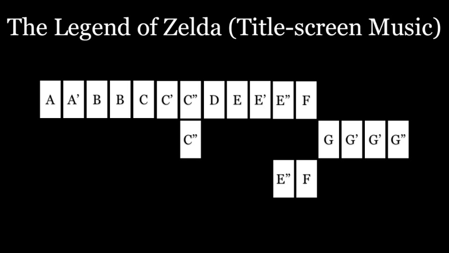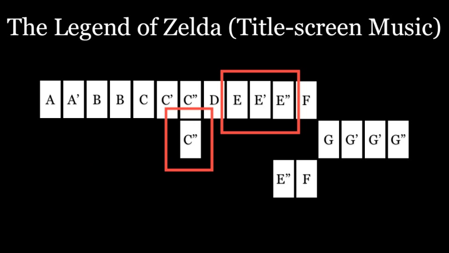This diagram shows the modular structure of the title screen music from The Legend of Zelda. As you can see, Kondo uses slight variants of a given module, for example E, E prime, E double prime, and sometimes repeats modules out of their original order. Let's listen to the theme as a whole.